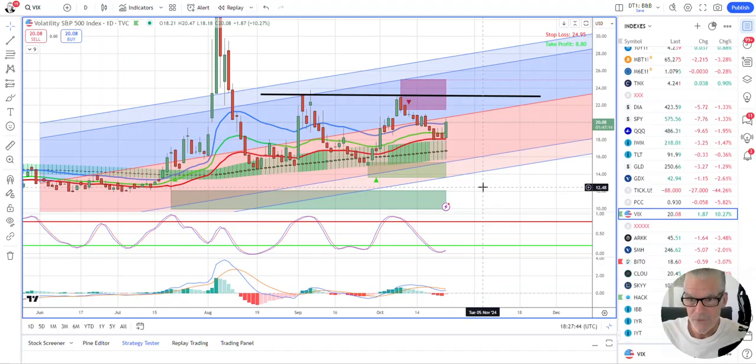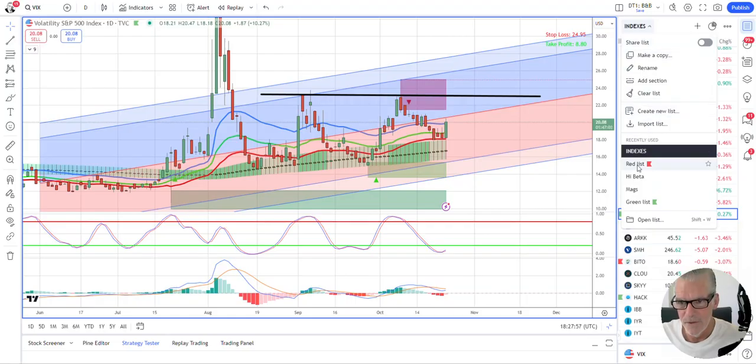Anyway, that's where we are today. We're at 20.08 on the VIX. So we're starting to move back into that place where it's going to be harder and harder to find decent long setups. But speaking of long setups, let's take a look at a few.